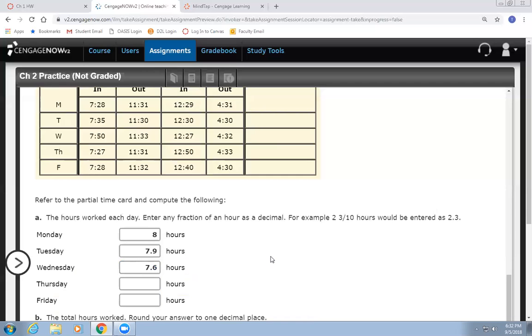I'd probably be late every day too if I had to be there by 7:30. Why don't we just not count that first half hour?